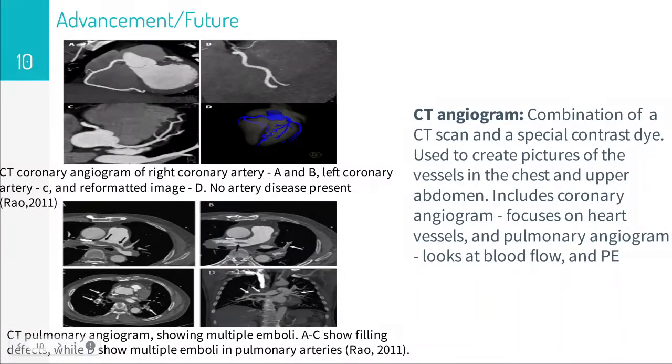Lastly, we have the CT angiogram. This is a combination of a CT scan and a special contrast dye like gadolinium and iodine. It is less invasive than an ordinary angiogram, and it is used to create pictures specific to blood vessels in the chest and upper abdomen. Popular angiograms involve the CT pulmonary angiogram, which looks to see if blood flow is impacted caused by pulmonary embolism, or the CT coronary angiogram, which looks at the heart and its blood vessels to see if it is blocked or narrowed.